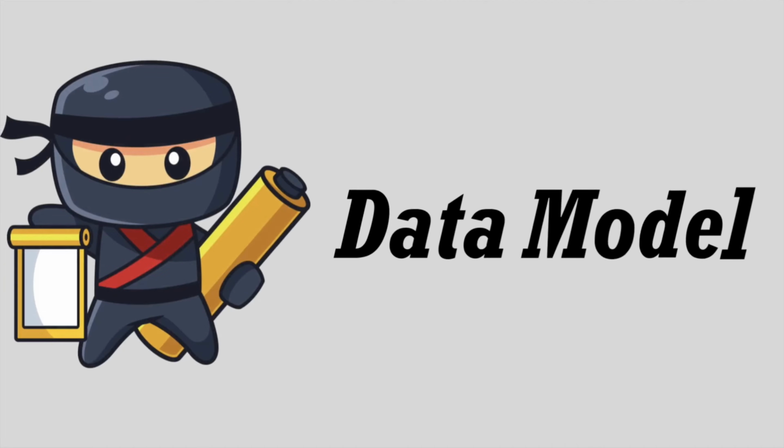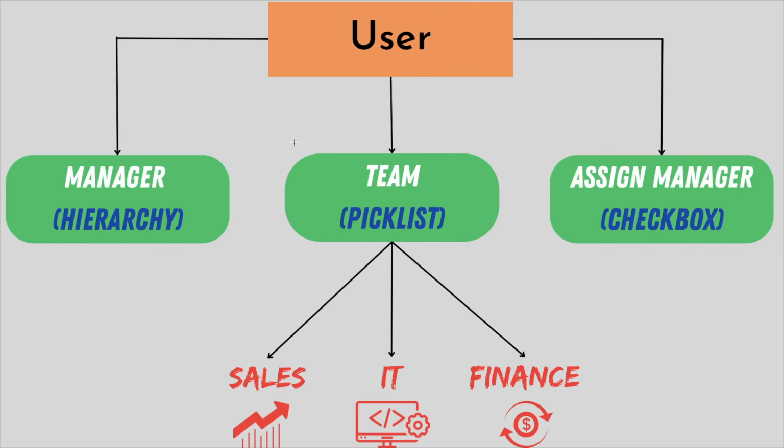First, to set the foundation of today's scenario, let's start with the data model. In today's scenario, User will be the target object, and on the User object, we have three fields. First is the Manager field, which is of hierarchy type.